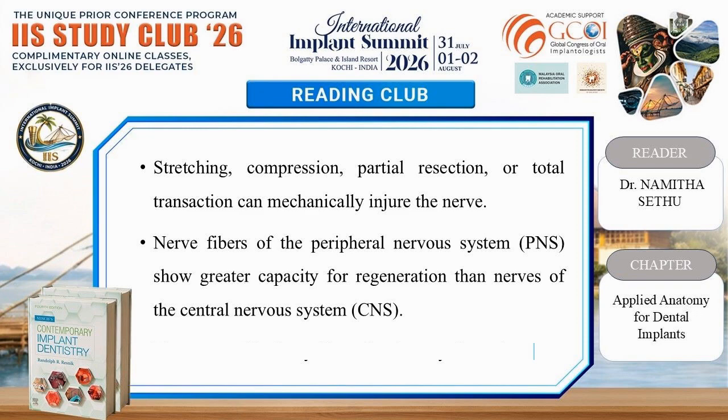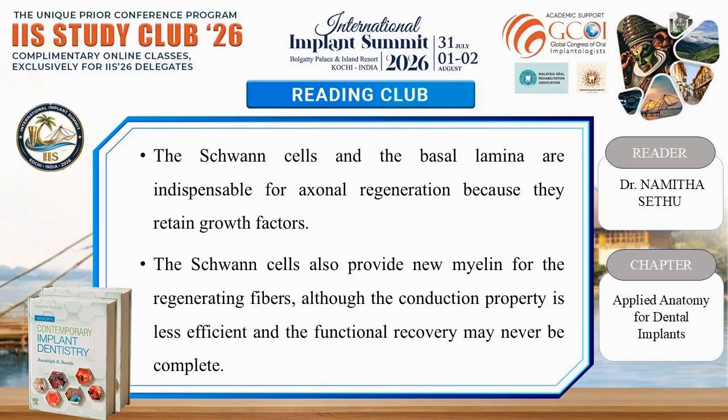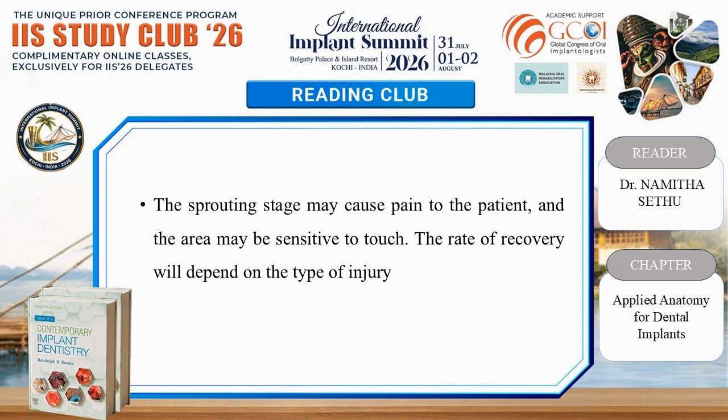Nerve fibers of peripheral nervous system show greater capacity for regeneration than nerves of the central nervous system. The Schwann cells and the basal lamina are indispensable for axonal regeneration because they retain growth factors. Schwann cells also provide new myelin for regenerating fibers, although the conduction property is less efficient and the functional recovery may never be complete. The sprouting stage may cause pain to the patient and the area may be sensitive to touch. The rate of recovery will depend on type of injury.